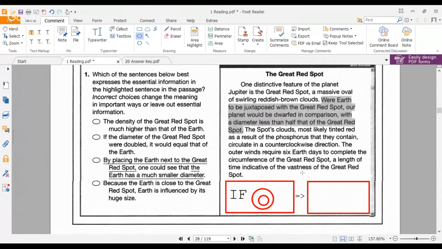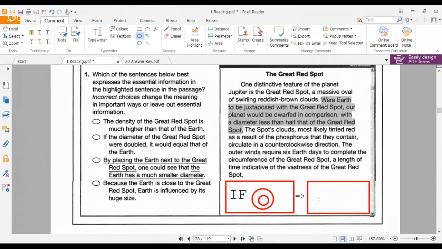I drew it, okay? I used circles, I used a picture. I don't need words because words in this question are a problem for me. The more words I have, the more time consuming it is to answer the question. So basically, I believe that I'm already done with the first part. The first part says, were Earth to be juxtaposed with the great red spot, and this is exactly what happens. So if we juxtapose the great red spot and on top of it we put the Earth, then what happens? Second part of the sentence, would be dwarfed in comparison.